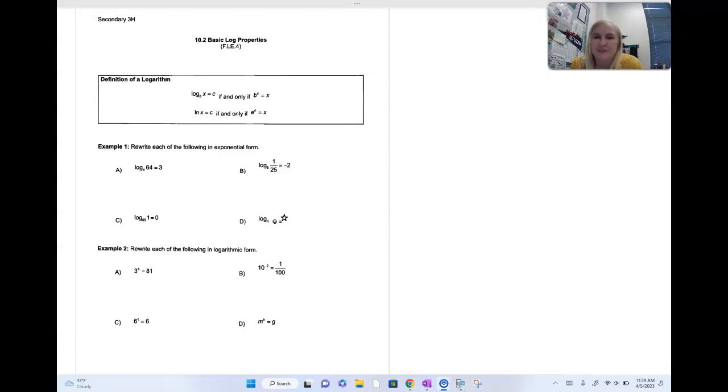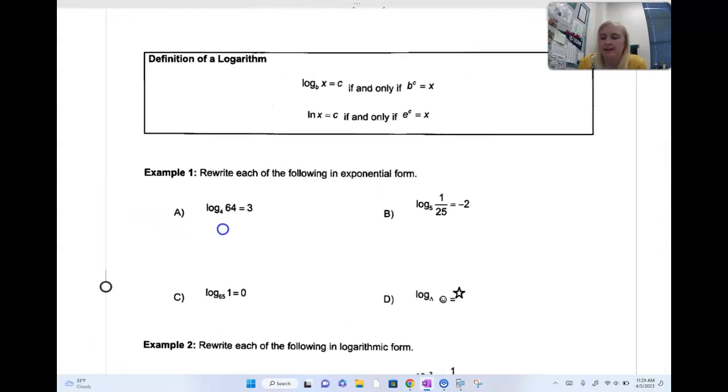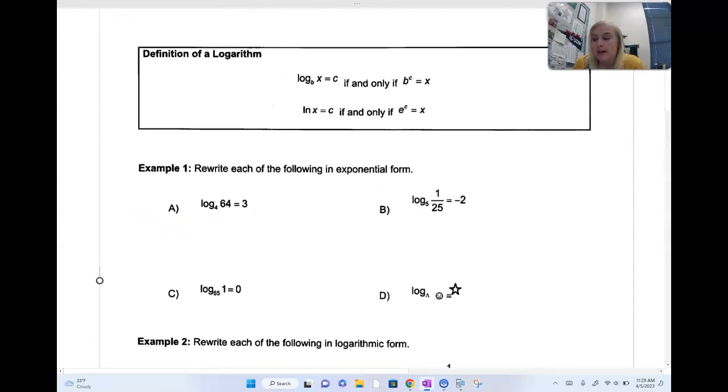Hello, this is 10.2, basic log properties. We're going to go over some of the properties and a tiny bit of solving at the end. First up, we have the definition of a logarithm.